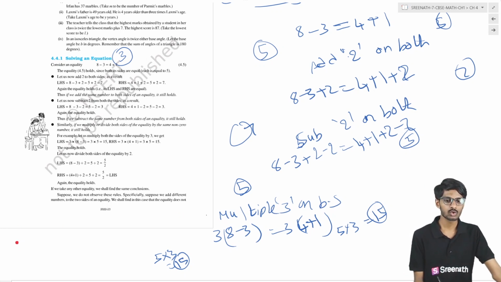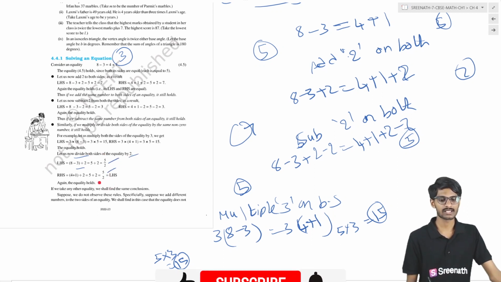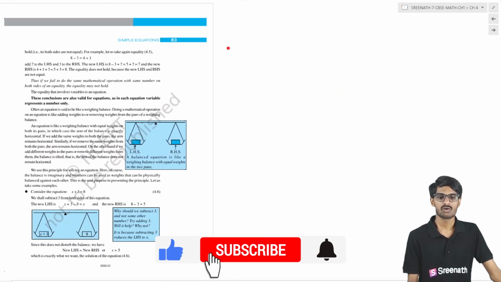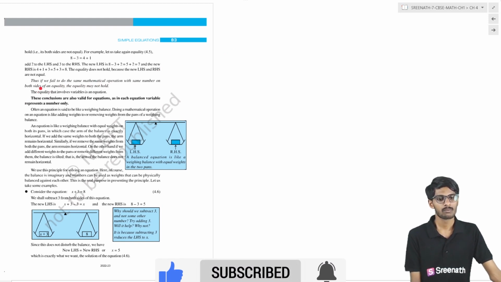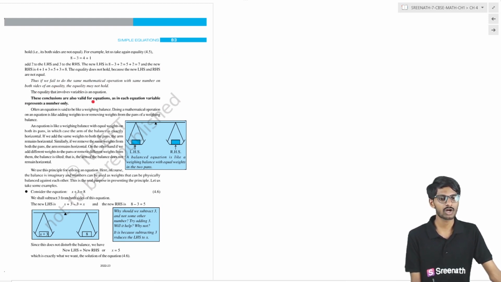Now we will divide both sides by 2. If you divide both sides by 2, again you get LHS equal to RHS. So finally, what are the conclusions? If you fail to do the same mathematical operation with the same number on both sides of an equality, the equality may not hold.